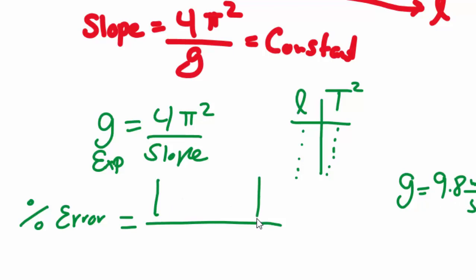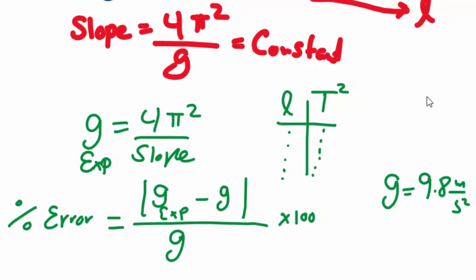So you'll take the absolute difference between the experimental value minus the actual value. Remember, the actual value is 9.8. Divide by the actual value, 9.8, times 100. The 100 is in the numerator here, and this will give you the percentage error between the experimental value and the actual value. Of course, you'll be using seconds squared for the time and meters for the length, so that the experimental value of g will come out in meters per second squared.